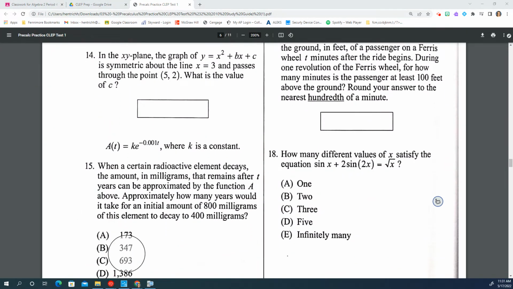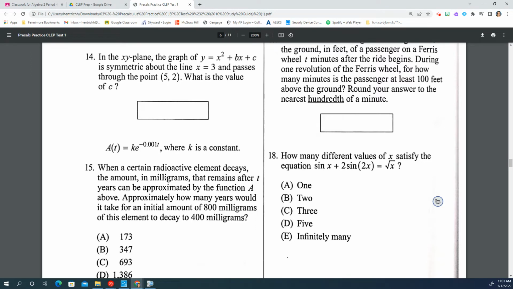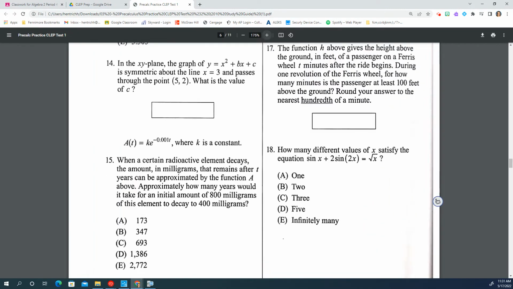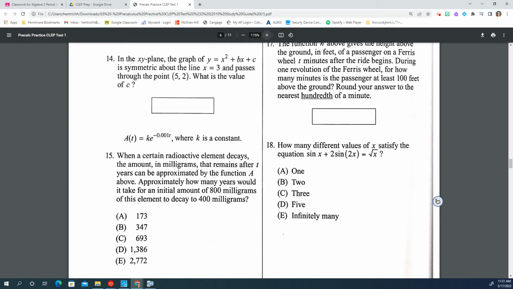All right, so here I have a graph given to me. What type of graph is that? Parabola. Quadratic. It's going to form a parabola shape. Yep. X squared plus bx plus c. I can't plug that into my graphing calculator because I have too many variables. It's symmetric about the line x equals 3. They're giving you the axis of symmetry. Symmetric about the line x equals 3, right? And it passes through this point. So what is the value of c?